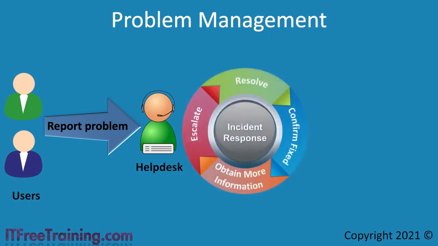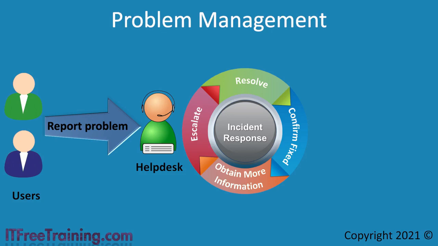Once the problem has been reported, the organization will generally follow some sort of process to fix the problem. The process will, of course, differ from organization to organization, but will generally involve attempting to fix the problem initially, if it can be fixed, and confirm it was fixed. If not, the technician will attempt to gain more information and escalate the problem.